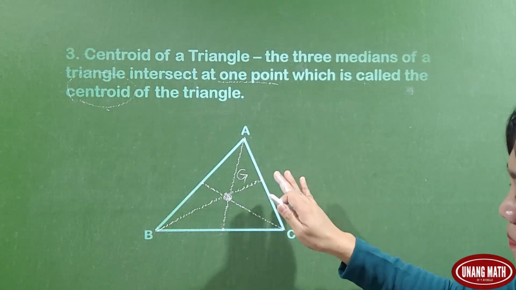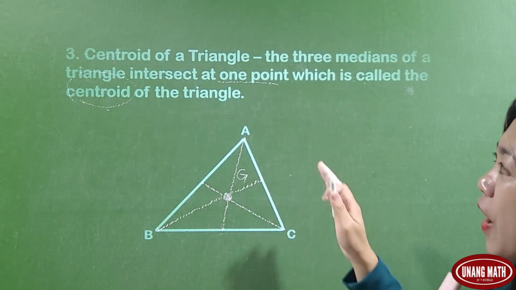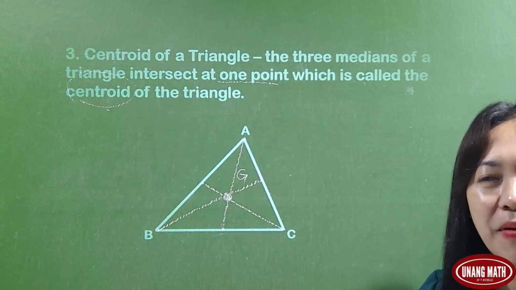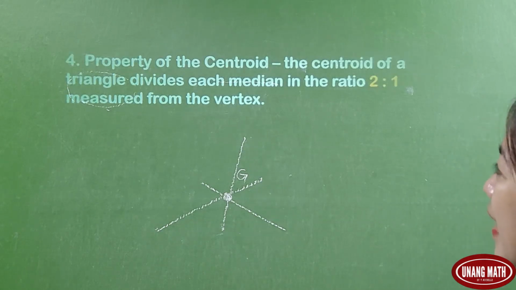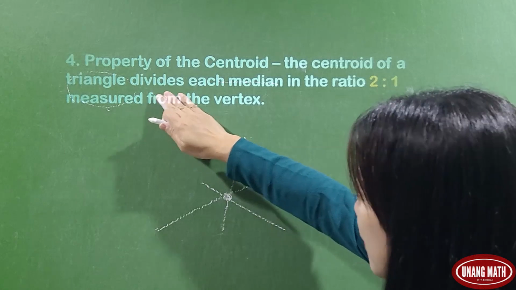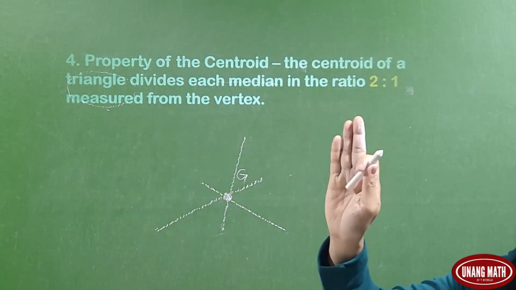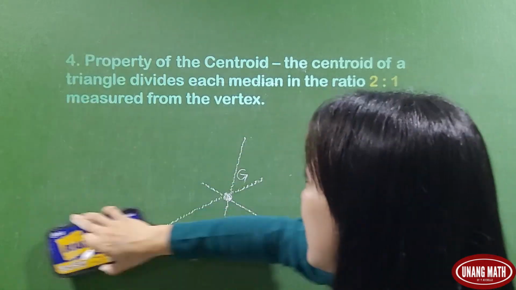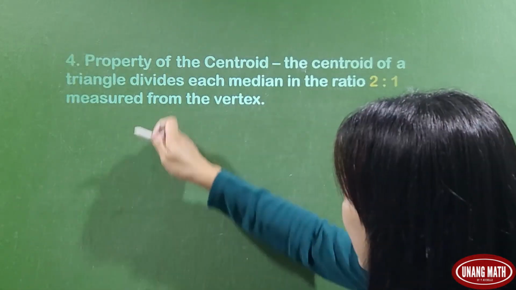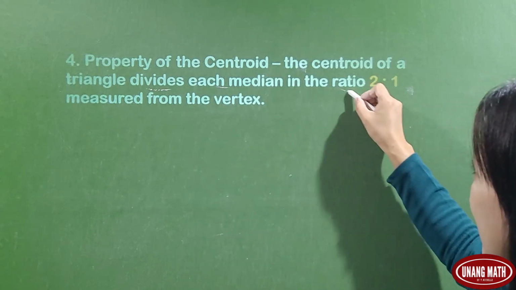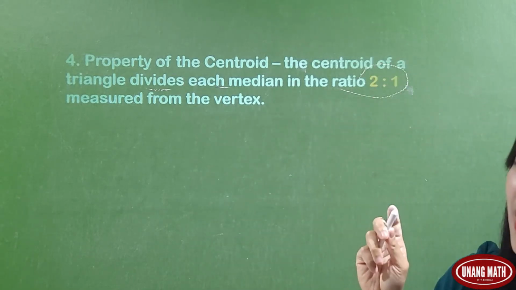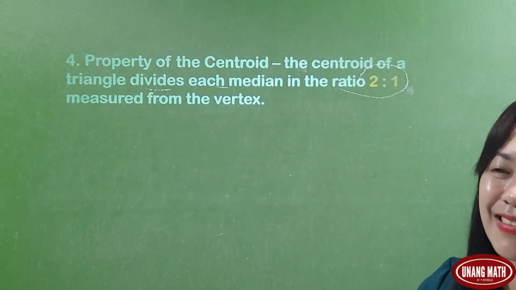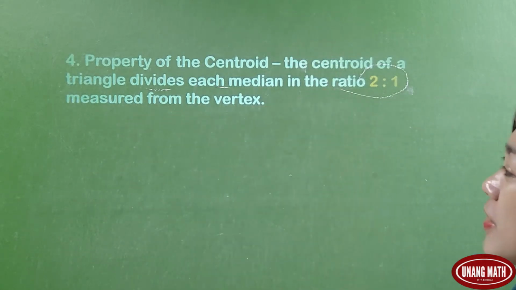Okay, there is this important concept of the centroid of a triangle that you need to remember and understand. And that is, according to this property, the centroid of a triangle divides each median in the ratio 2:1. That is measured from the vertex. Okay, let me explain this concept.